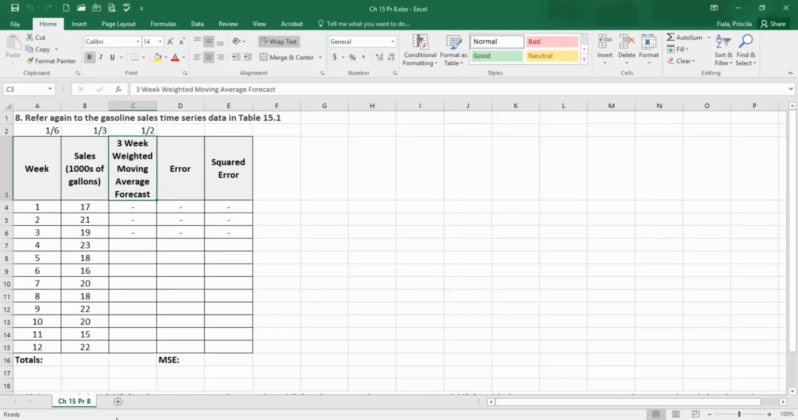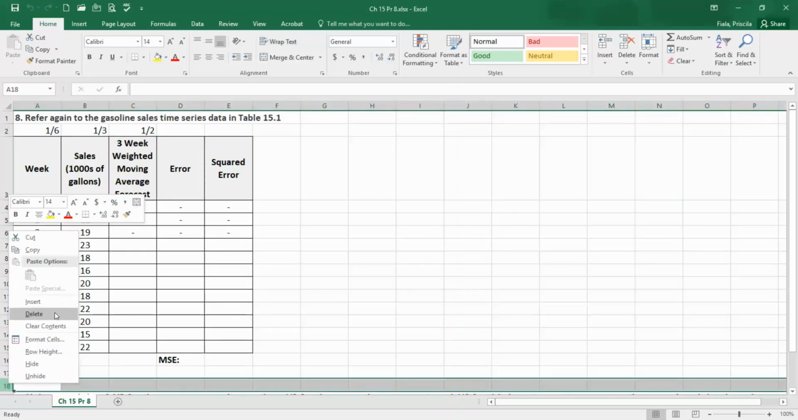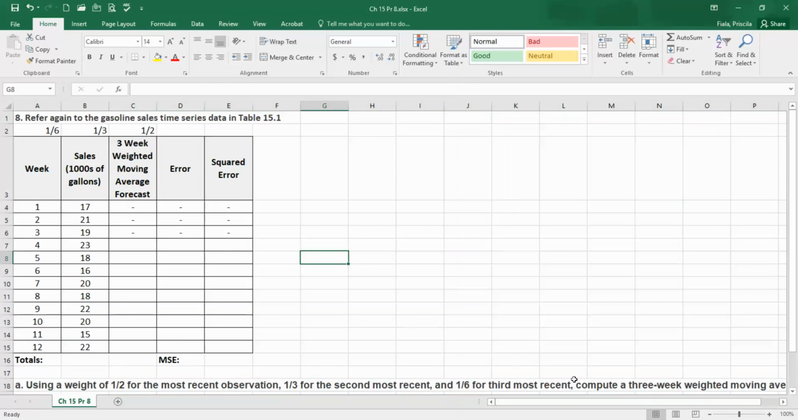It's also asking you to do a 3-week weighted moving average. So for the first 3 weeks, we're not going to have anything. We're going to start on week 4, where you do equals to, let's start the problem, the first value, the oldest value, times the weight 1/6. And let's go ahead and press the F4 key on your keyboard to always refer to 1/6.